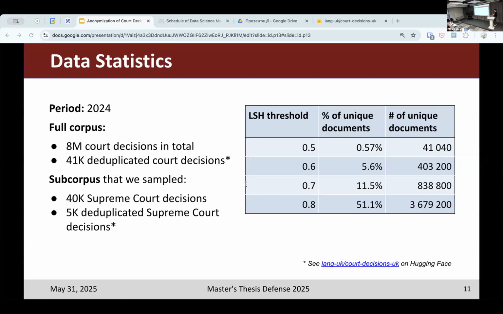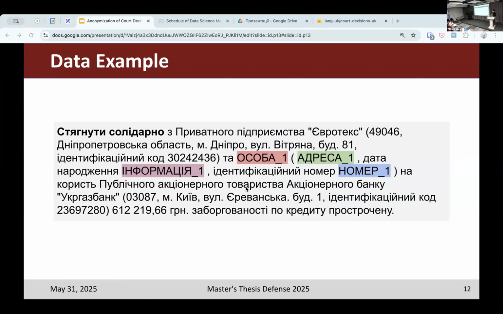After the analysis, the subcorpus, which is the deduplicated one, is published on Hugging Face by us, and we decided to create a subcorpus of data to avoid court decisions about overdue utility bills and some common cases. So we ended up with 30K Supreme Court decisions, and then deduplicated them as well and obtained a subset of 5,000 deduplicated court decisions that is also published on Hugging Face for future needs.